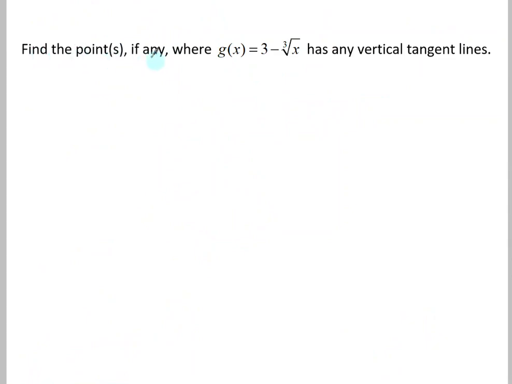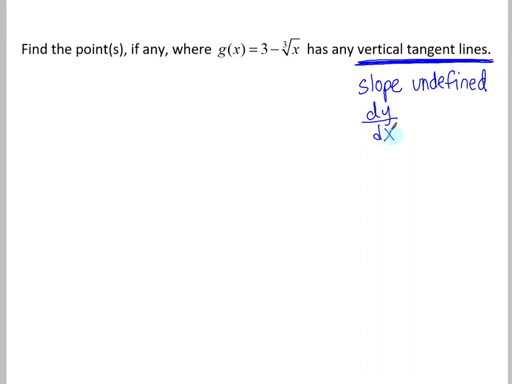Find the points, if any, where g of x equals 3 minus cubed root of x has any vertical tangent lines. Well, when a function has a vertical tangent line, we know the derivative doesn't exist because the slope of a vertical line is undefined. So let's make that note. The slope is undefined. The derivative does not exist.